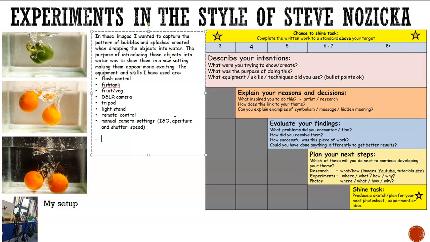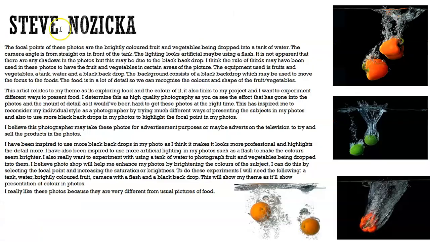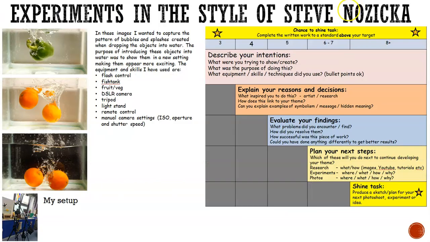I'm now going to move on to the second section, so this is for a 4 or above. It says explain your reasons and decisions. So it says what inspired you to do this? Well, obviously it was my research in the style of this guy. And you can see it's already in the title. Make sure you put it in the title so it's really clear. And we can start writing that now.